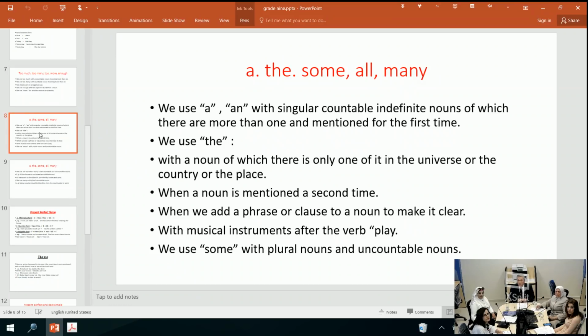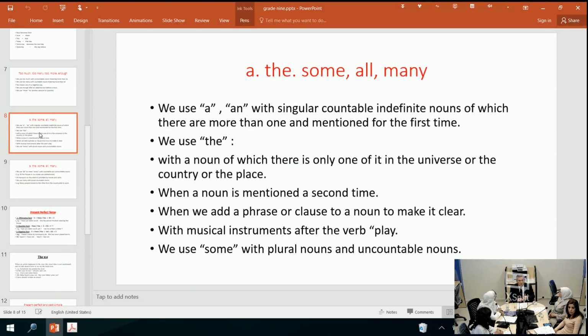Now we move to the, with a noun of which there is only one. We use the if the listener and the speaker both know the thing they are talking about. But if the listener will say which one, then that is not correct.